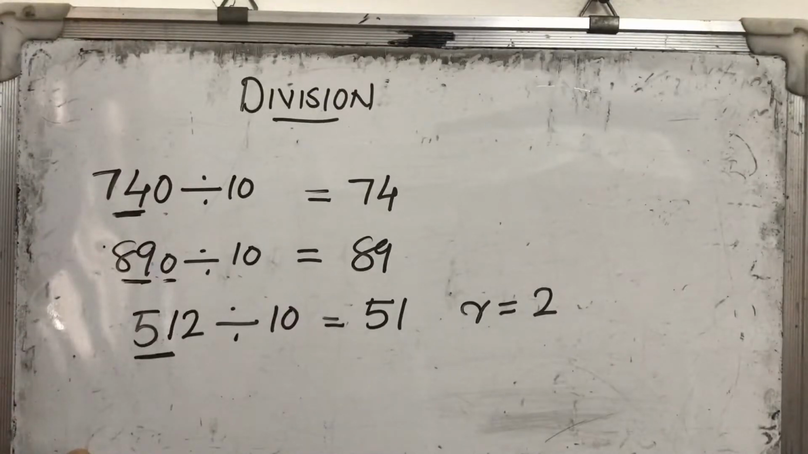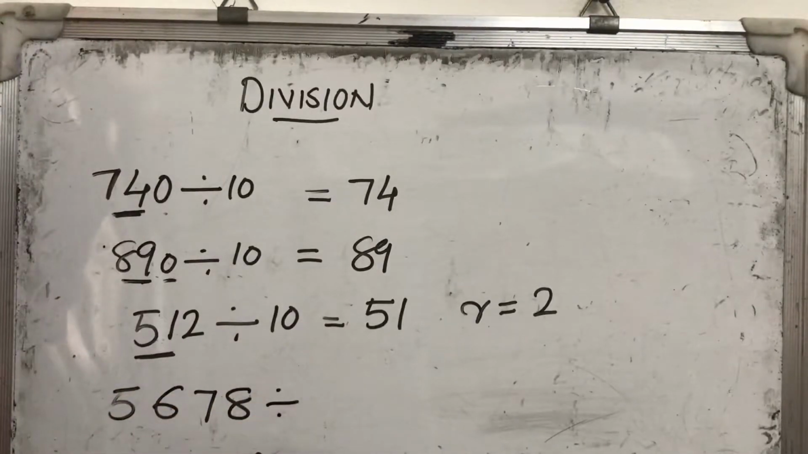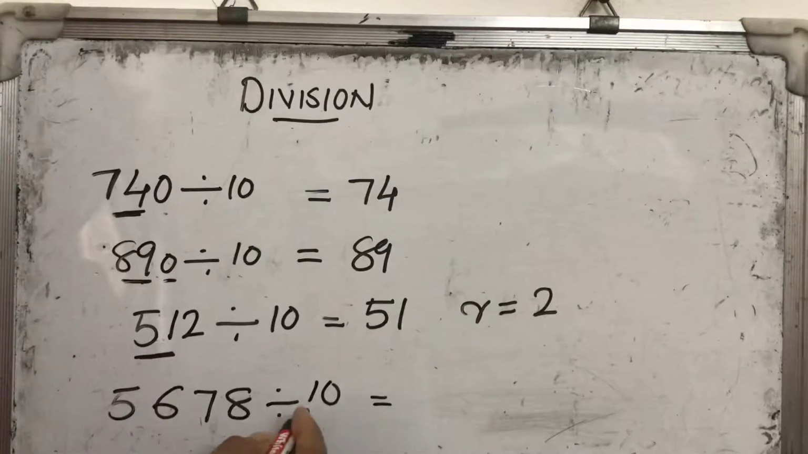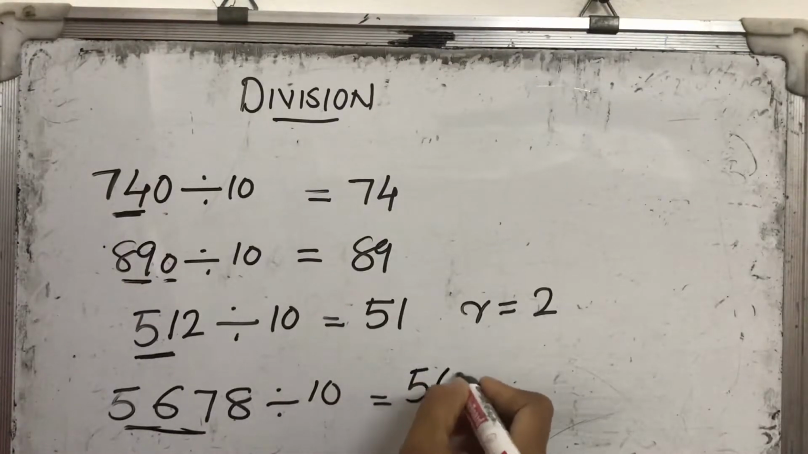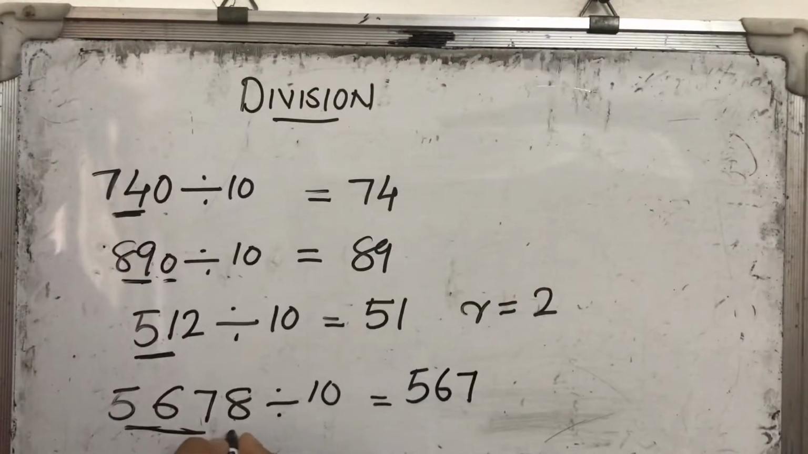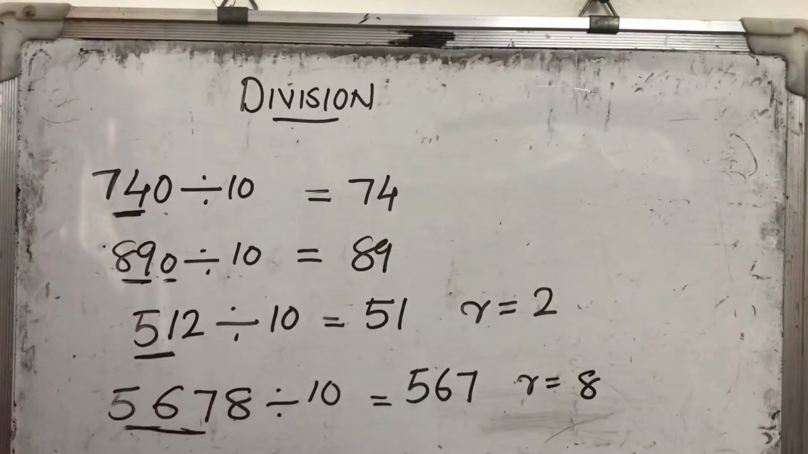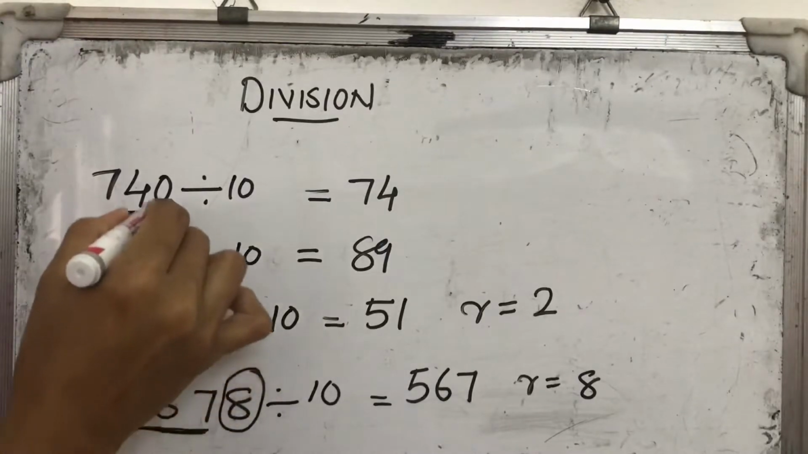Now another question, if we divide a number, 5678 divided by 10, what will be the answer? Here we can find out the ones place digit will be the remainder, and all the other digits together we can form, that will be the quotient. So 567 is the answer, and remainder will be 8. So r is equal to 8. So when we divide any number by 10, the ones place digit will be the remainder. All others together will form the quotient. So in this case 2 is the remainder. Here 0 is the remainder, like that.